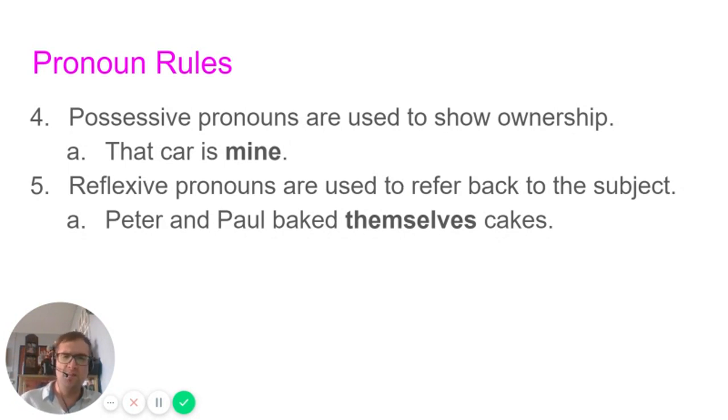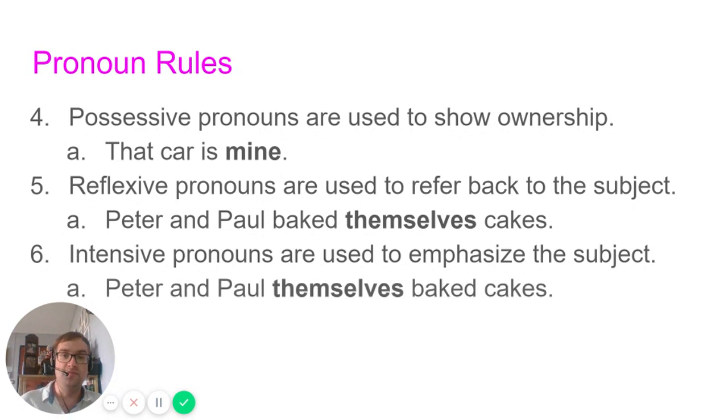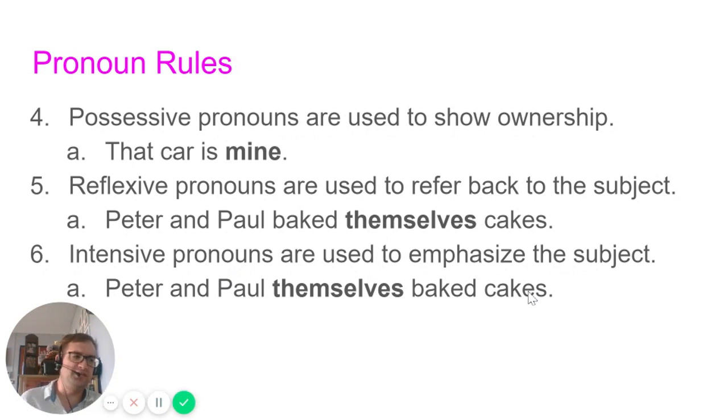Intensive pronouns are very much similar, but you'll see how they are used a little bit differently. Intensive pronouns are used to emphasize the subject. Instead of referring back to it, it's just to put more emphasis on that subject. For example, same example, Peter and Paul themselves baked cakes. Themselves is just emphasizing who did the baking. Here we don't know, did they bake for themselves or did they bake for someone else? It doesn't tell us. In number 5 here, they baked themselves cakes. They baked the cakes for themselves.